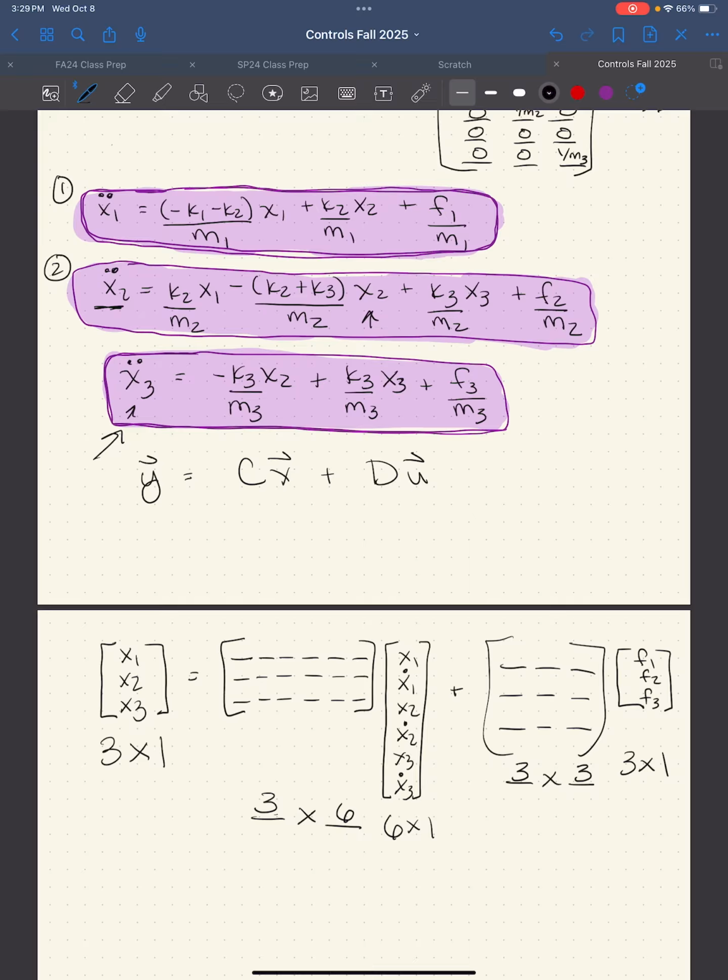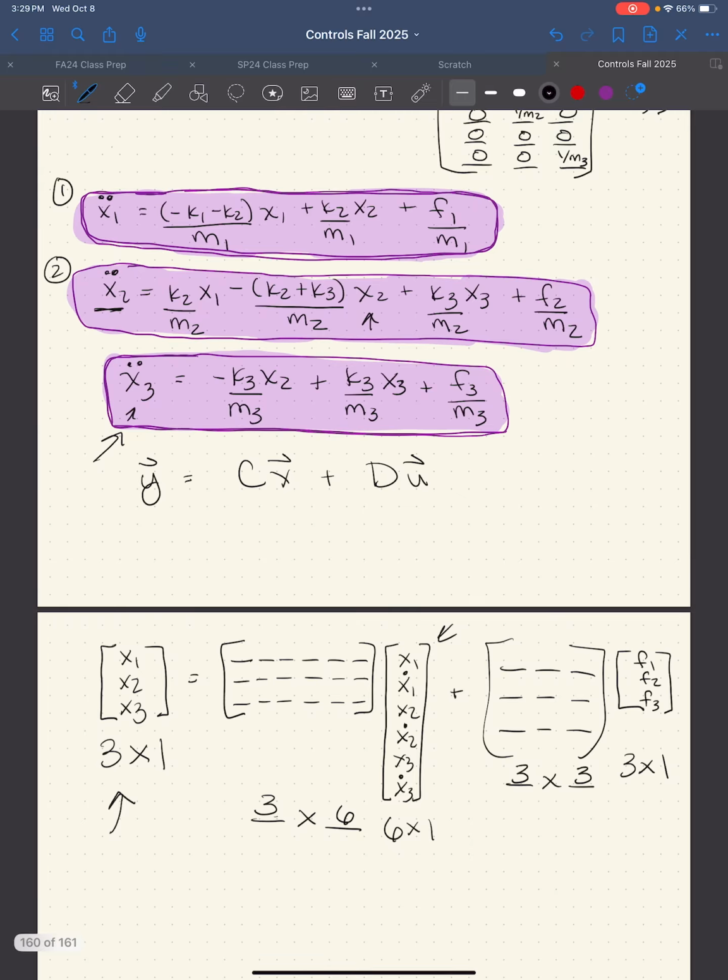Okay, it just so happens that our outputs are all members of our state vector. So I can just pick them out with 1s. So x1 is just 1 times x1 plus 0 times everything else. x2 is a 1 in the third column and a 0 elsewhere. And x3 is a 1 in the fifth column and 0 elsewhere.